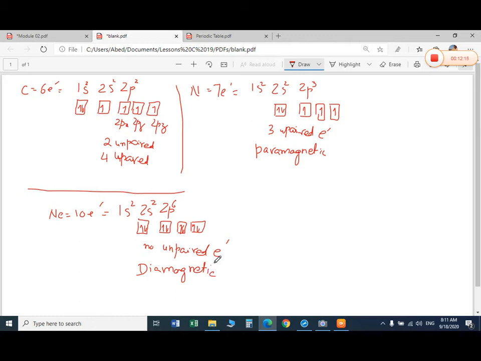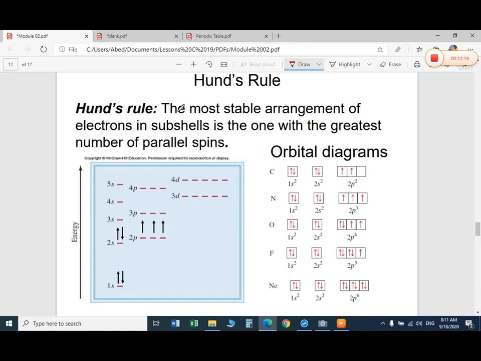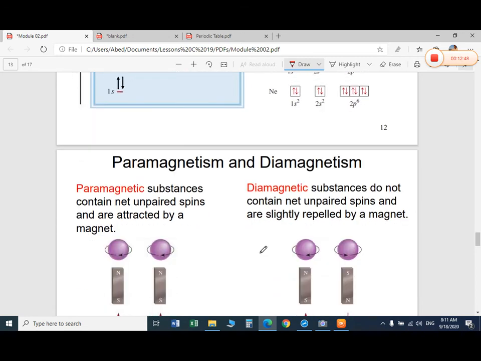So let's see this in the diagram. So we answer this quickly. Carbon is paramagnetic. This is in the ground state. If this electron jumps here, then it will be 4 unpaired electrons. Okay. Nitrogen is also paramagnetic because it has 3 unpaired electrons. Oxygen is also paramagnetic because it has 2 unpaired electrons. Fluorine is a little paramagnetic, but neon is diamagnetic. There is no unpaired electron. So I hope you understand Hund's rule and paramagnetic and diamagnetic.